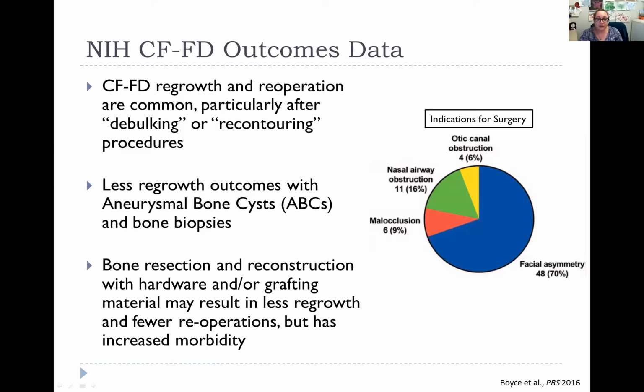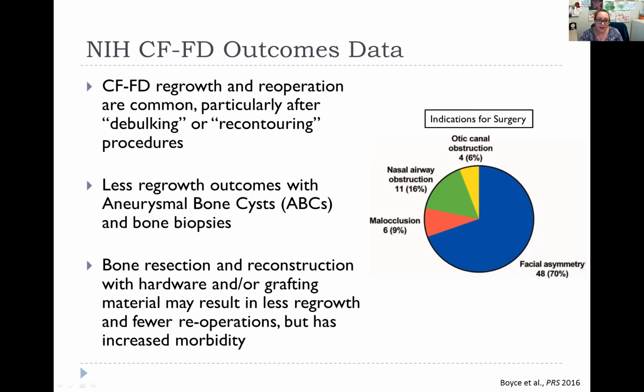And here are some of the outcomes data that we published back in 2016, basically on regrowth and reoperation, noting that it's common, particularly after debulking or recontouring procedures. Less regrowth outcomes were seen when aneurysmal bone cysts and bone biopsies were done as compared to recontouring or shaving procedures, as they're sometimes also called. Bone resection and reconstruction with hardware or grafting might result in less regrowth and fewer reoperations, but obviously has increased morbidity. So that means that if you're removing the entire area of affected bone, sure, you'll have less regrowth, but you're going to be left with a much bigger defect of the bone.